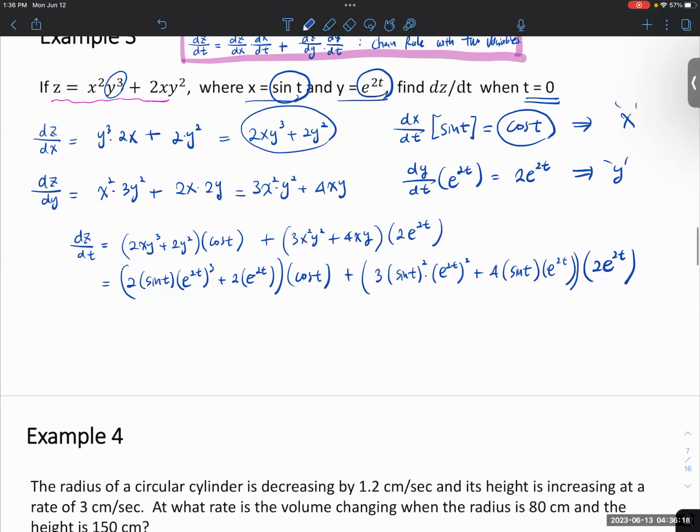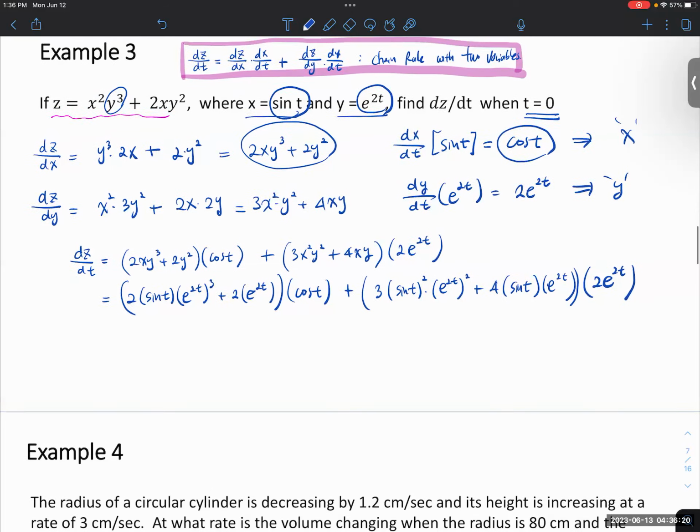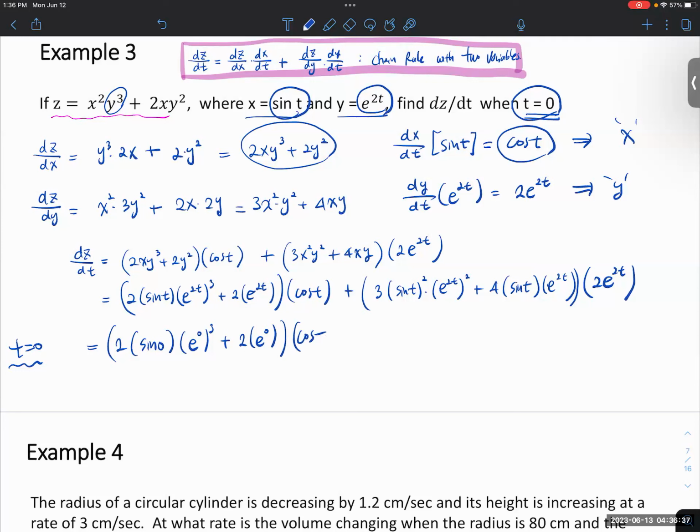Now here, that's your answer in terms of t, but now they want to know when t equals 0. Plugging in t equals 0 everywhere. 2 sine 0, e to the 0 to the third, plus 2, e to the 0 times cosine 0. Plus 3 sine 0, e to the 0 to the second, 4 sine 0, e to the 0, and 2 times e to the 0.